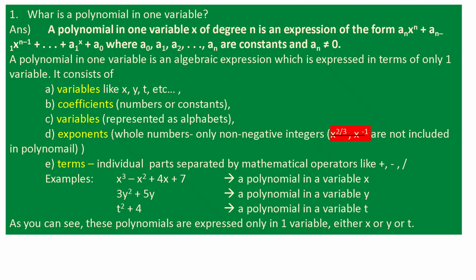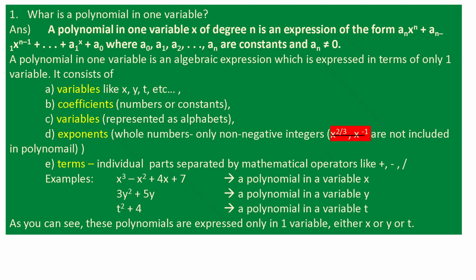Now let's look into what are called terms, the individual parts in a polynomial which are separated by mathematical operators like plus, minus, divide, etc. So look at the examples. The first one is a polynomial in variable x. The second one is a polynomial in variable y. The third one is a polynomial in variable t.